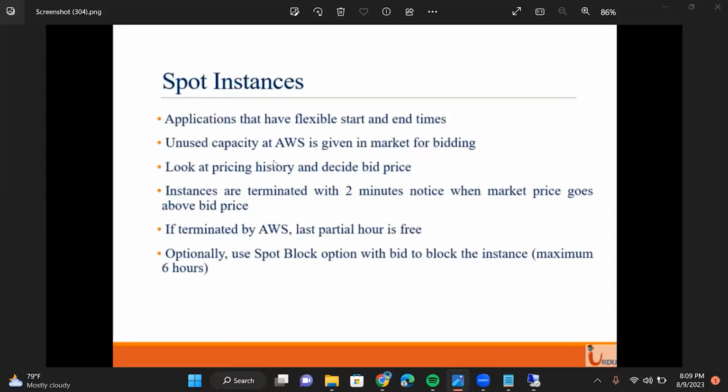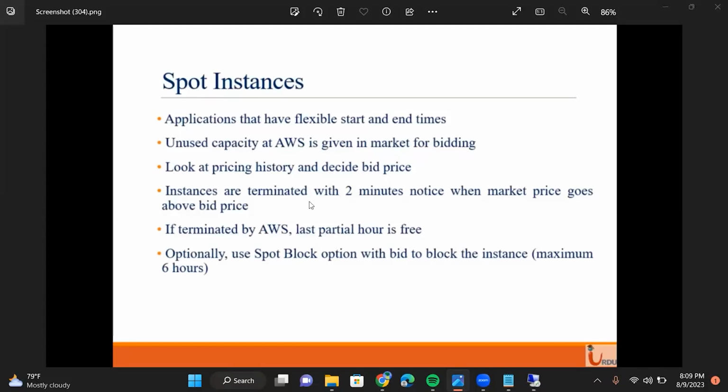Unused capacity at AWS is given in the market. So it is also suggested that if you have some services which you have bought from AWS but you are not using right now, then you can give them in the bidding section and someone can bid for your services and you can resell them. Look at the price history and decide the bid price. It's like stock, you look at the price history then bid accordingly.